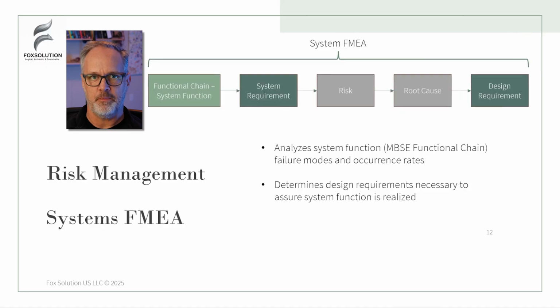So the systems failure mode analysis then takes that system requirement, and this is just a different view of it to make it a little more clear. We have functional chains in the systems modeling. The outflows of those functional chains are characterized by the system requirement. We're then going to analyze those with risk, develop a root cause, and then have a set of design requirements that are needed to assure that system requirement is met. So we analyze it with failure modes and occurrence rates, and we determine the design requirements necessary to assure that function is realized. So this is really what the system failure mode analysis is going to look like.